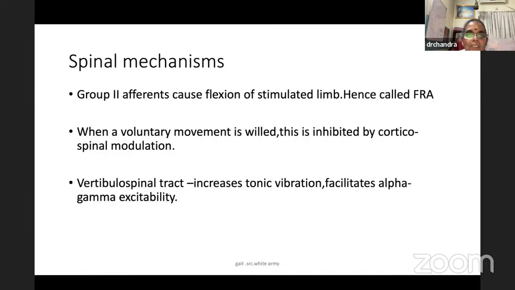And group 2 afferents cause flexion of the stimulated limb. They are therefore called flexor reflex afferents. That is what is very active at the time of birth. When a voluntary movement is willed, FRA is inhibited by corticospinal modulation. And the vestibulospinal tract increases the tonic vibration and facilitates alpha gamma excitability.